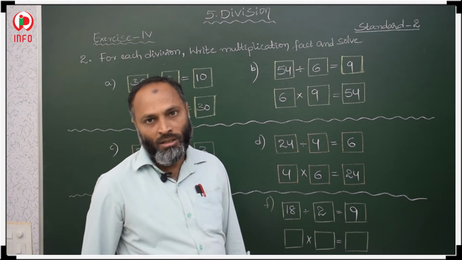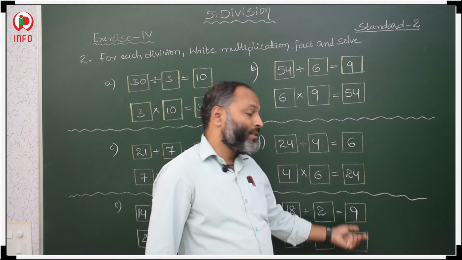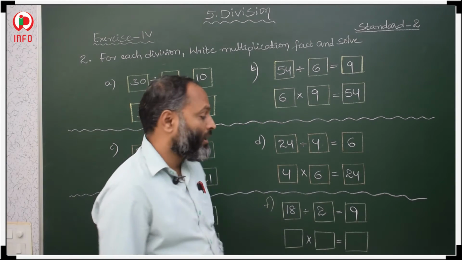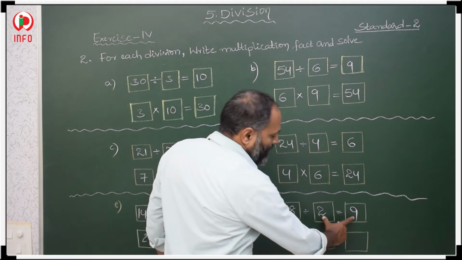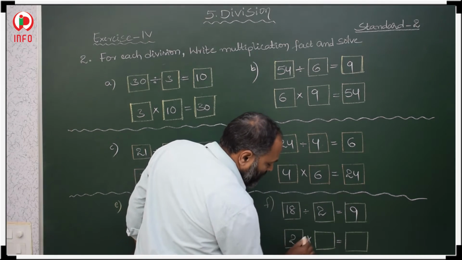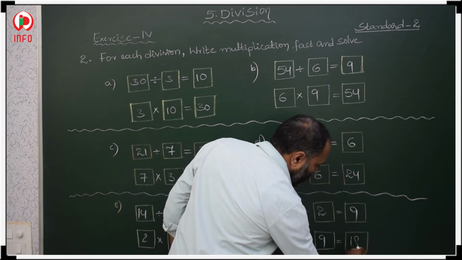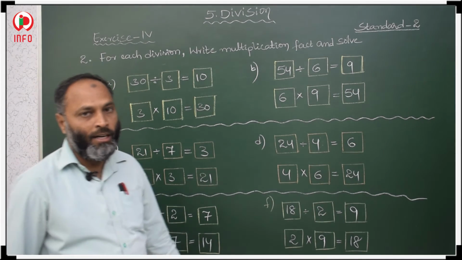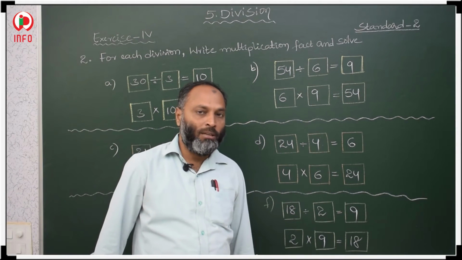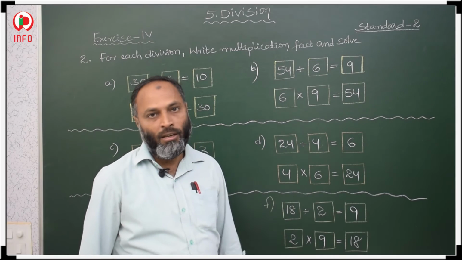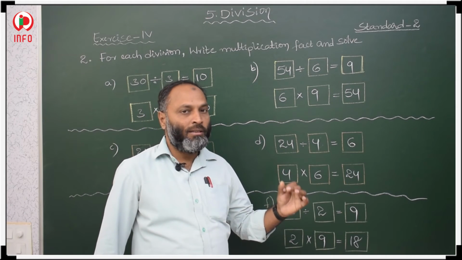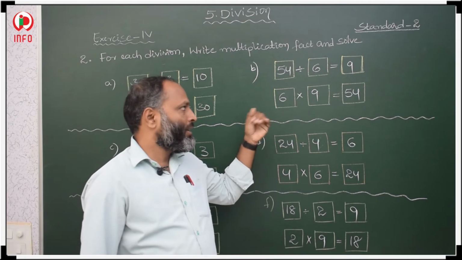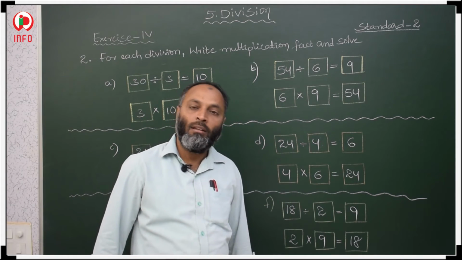9 groups. So, how many items, how many articles are there in each group? 9 articles are there in each group. Then what is our multiplication fact? 2 9s are 18. So, in this way we have to write our division fact into multiplication fact. First we have to divide, and we have to write our answer in division, then after that we have to write in multiplication fact.